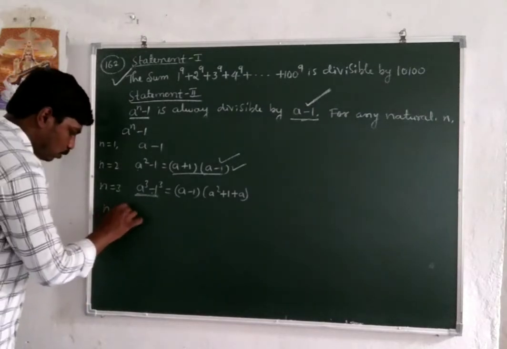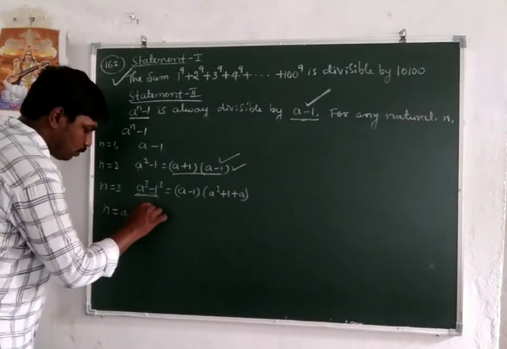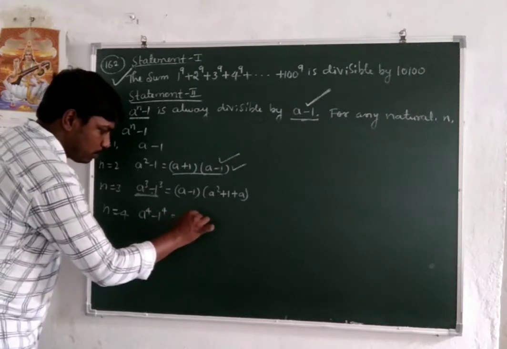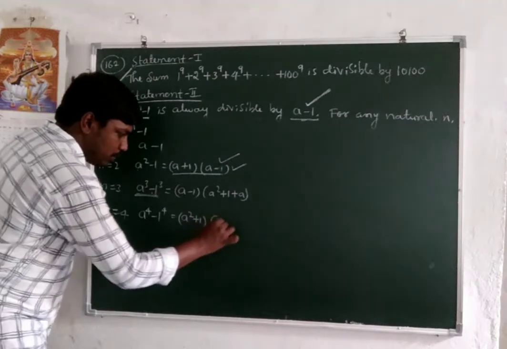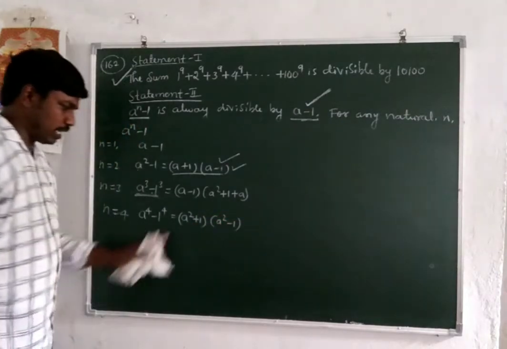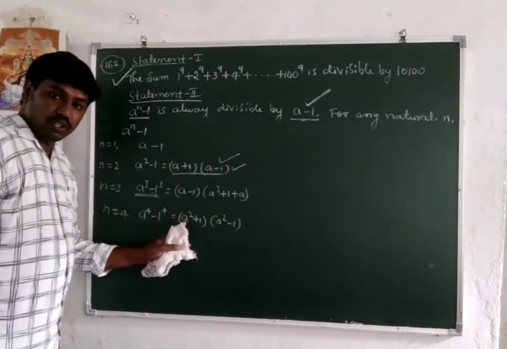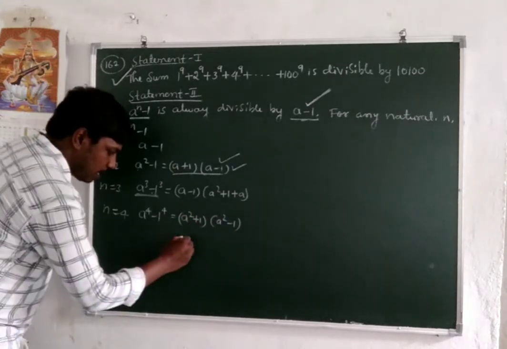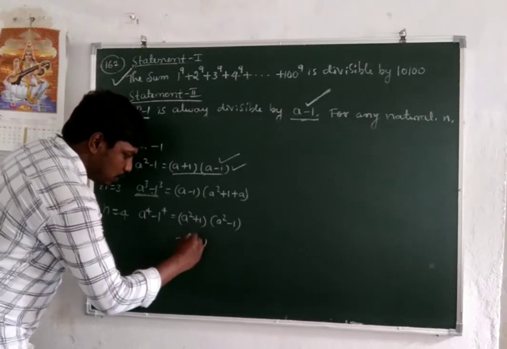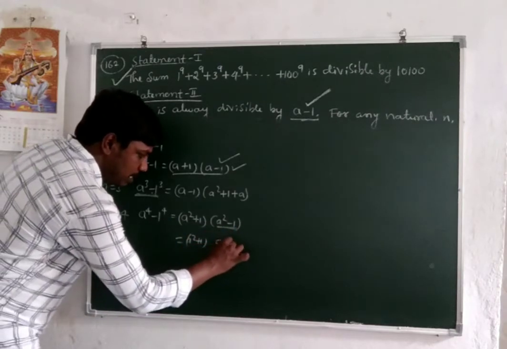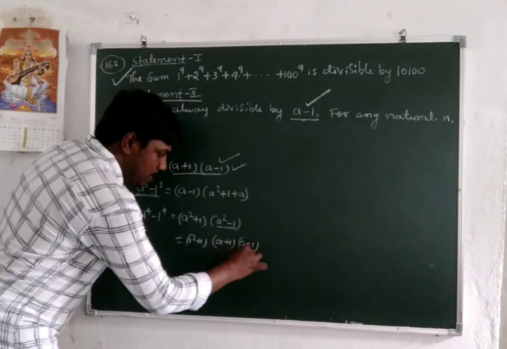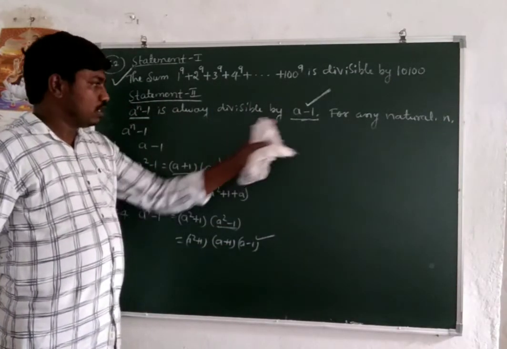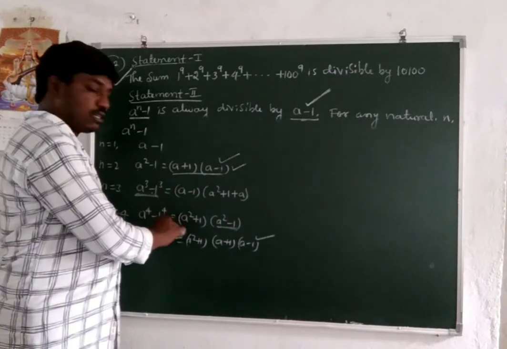In the same way, if n is equal to 4, a power 4 minus 1 can be written as a square plus 1 into a square minus 1, because a plus b into a minus b gives a square into a square, a power 4, minus 1 square. Again a square minus 1 is a plus 1 into a minus 1. So a minus 1 is a factor of a power 4 minus 1, therefore a power 4 minus 1 is divisible by a minus 1.